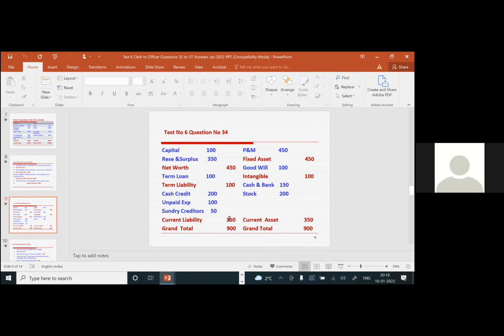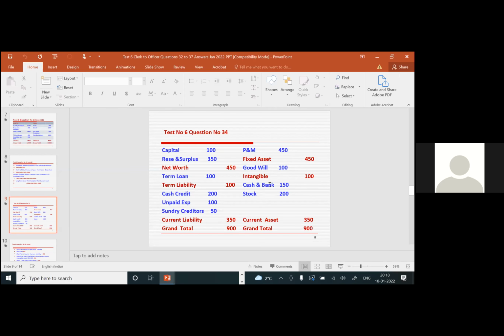Then coming to the other side of the balance sheet, plant and machinery is 450. It is a fixed asset, so fixed asset is drawn as 450. Goodwill is an intangible asset. There is no non-current asset in the figures given to you. So goodwill is 100, drawn as an intangible.